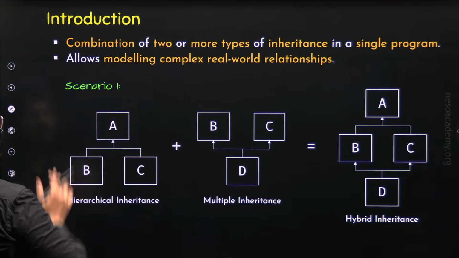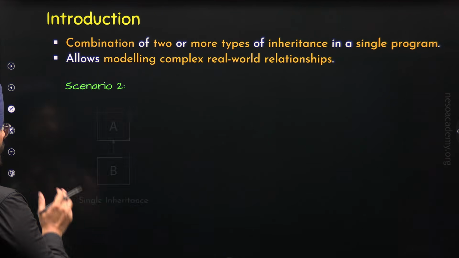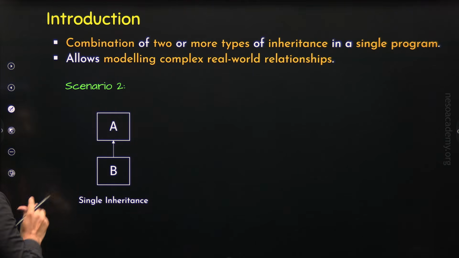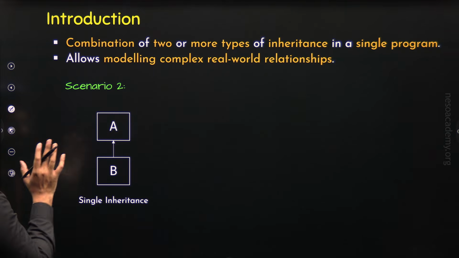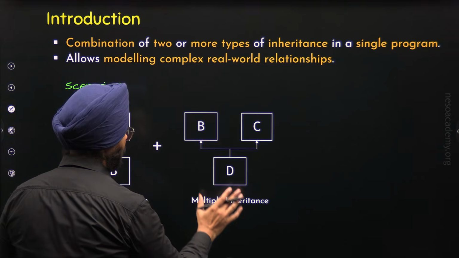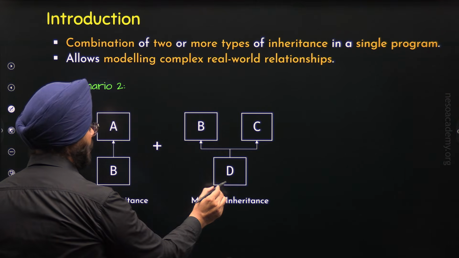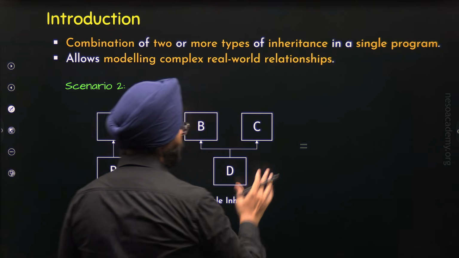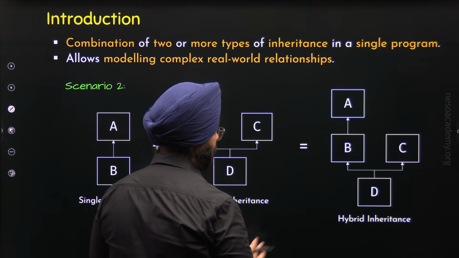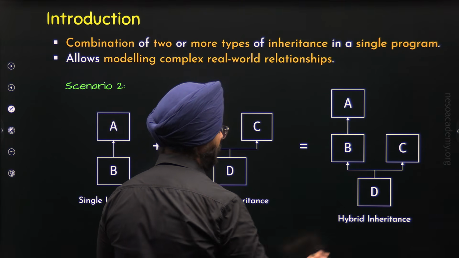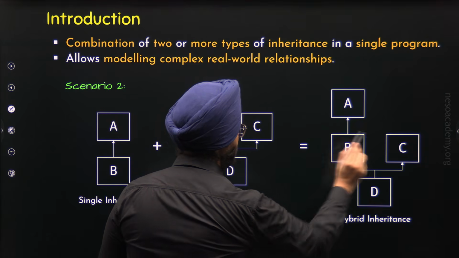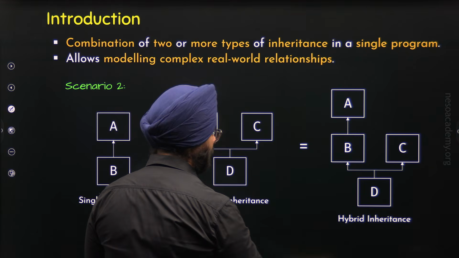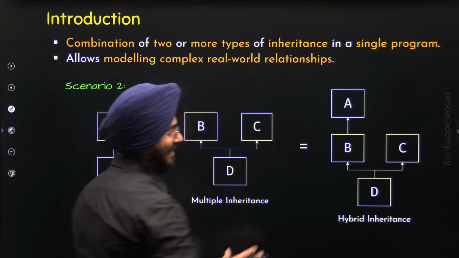Now let's consider one more scenario to make this more clear. Here we have single inheritance where class B is inheriting from class A. Also, let's say we want to combine this single inheritance with this multiple inheritance where class D is inheriting from classes B and C. As the result of combination, we will get this output, which is this hybrid inheritance. Here we have class D inheriting from classes B and C, and class B is inheriting from class A. So indirectly, class D is inheriting from class A.